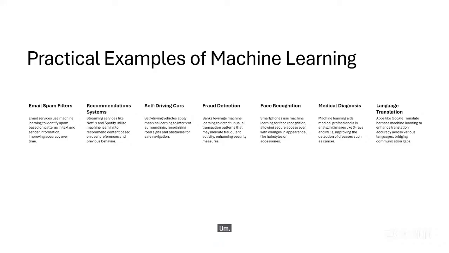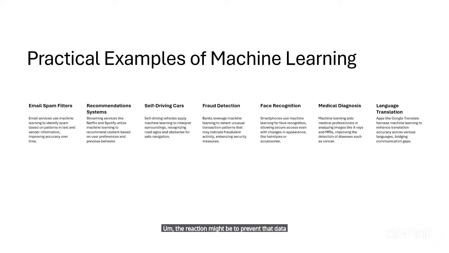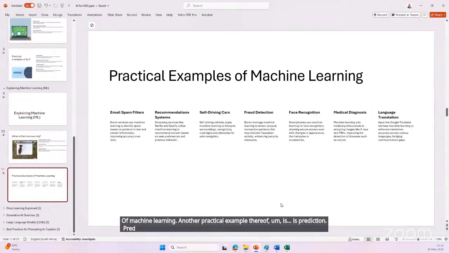And over time, it learns what valid traffic looks like, and any kind of deviation from that valid pattern will then be highlighted, and perhaps the highlighting thereof will cause some type of reaction to take place. The reaction might be to prevent that data from ingressing or egressing your network. So that's a really practical example of machine learning. Another practical example thereof is predicting a pattern.